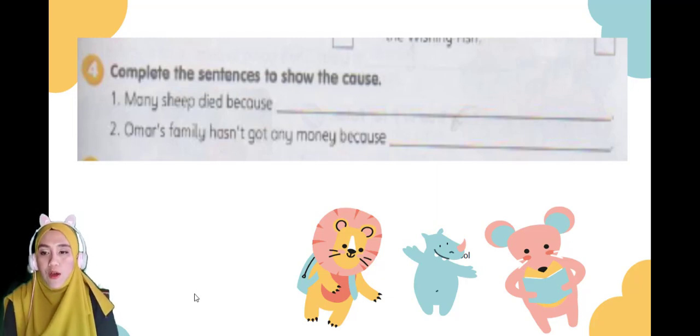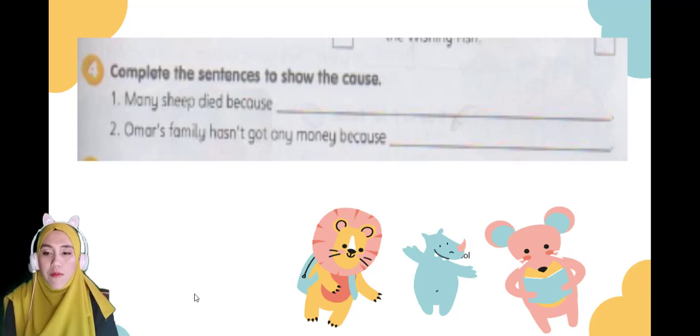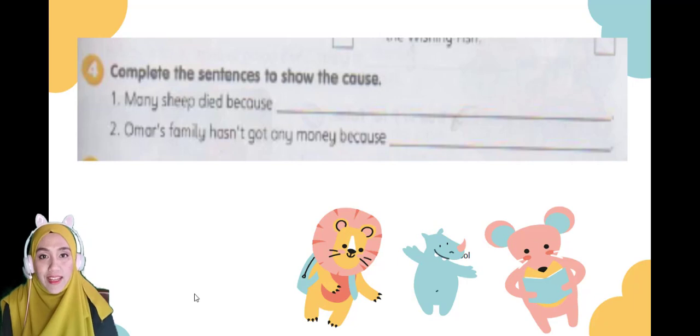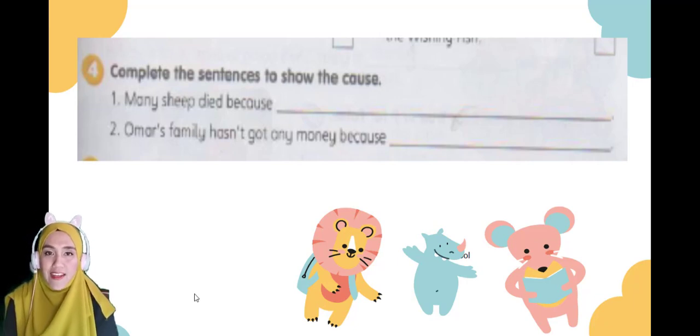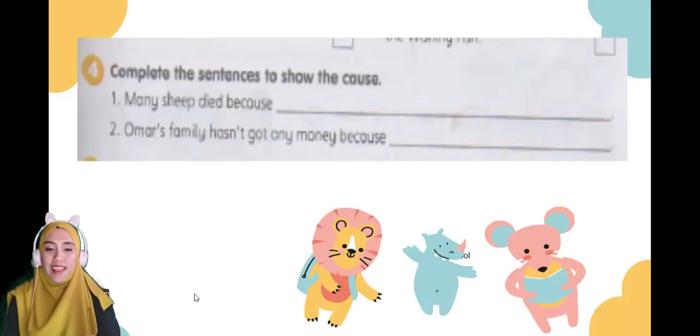Number 2, Omar's family hasn't got any money because. Why? Omar's family hasn't got any money. And now look at the story again. You have 5 seconds to answer this question. Time's up. Now let's look at the answers.